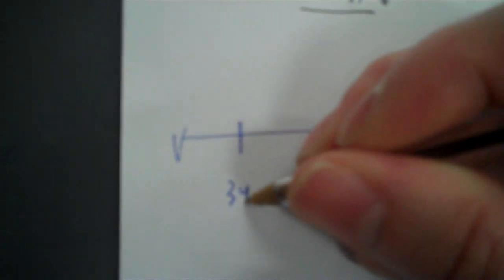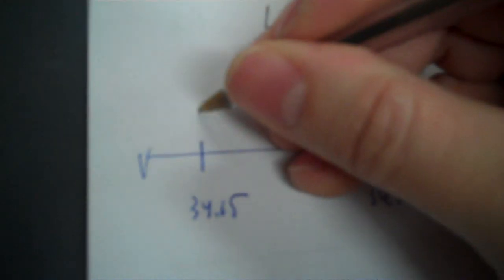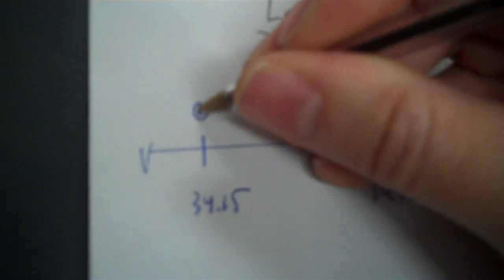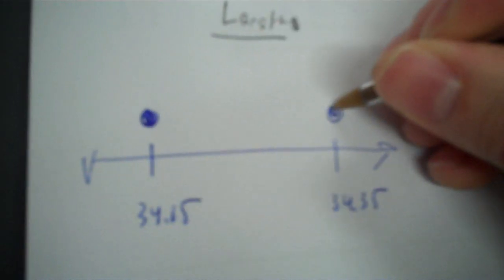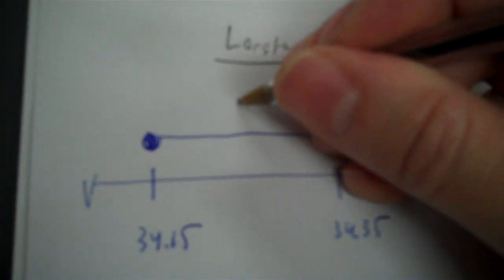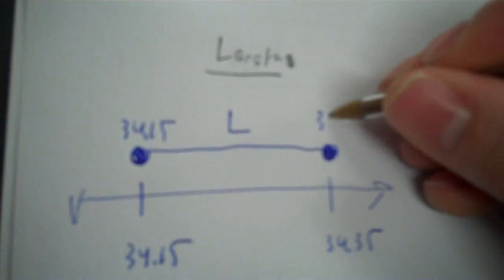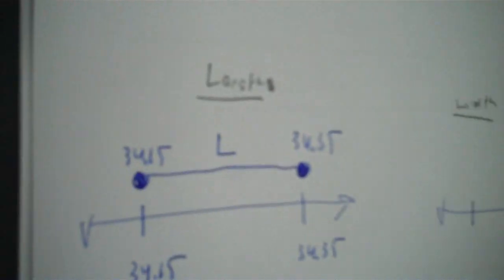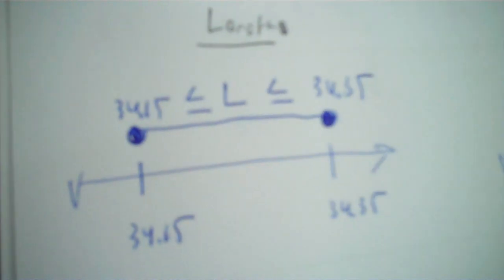34.25 plus 0.1 is 34.35. And then I minus, and that's going to be 34.15. So you want to close your circles because you can be equal to either one of these, and then anything in between. So use L as your variable, put the lowest here, and the highest here. Now again, those between, you have to use the double less signs, okay? Like that.